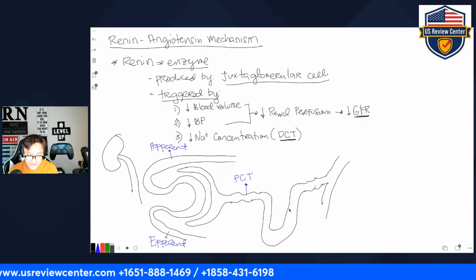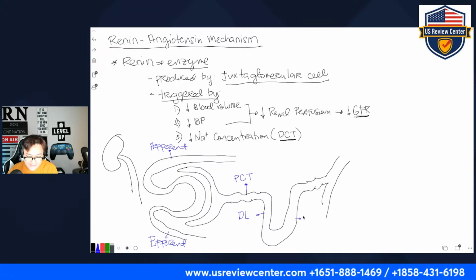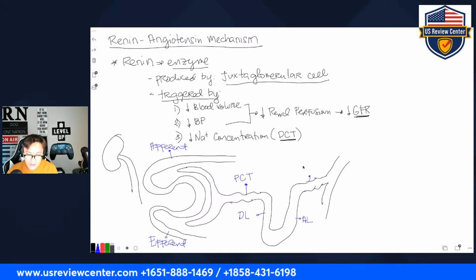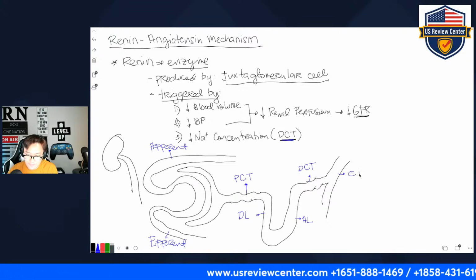If you can still remember this, this is what we call the descending loop because it descends. The loop of Henle here, it goes up. So we call this the ascending loop of Henle. This is what we call your distal convoluted tubule, the one I mentioned a while ago. And this is what we call the collecting tubule.